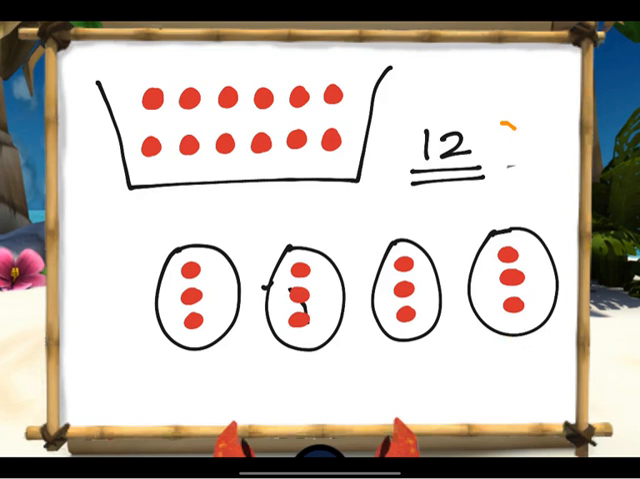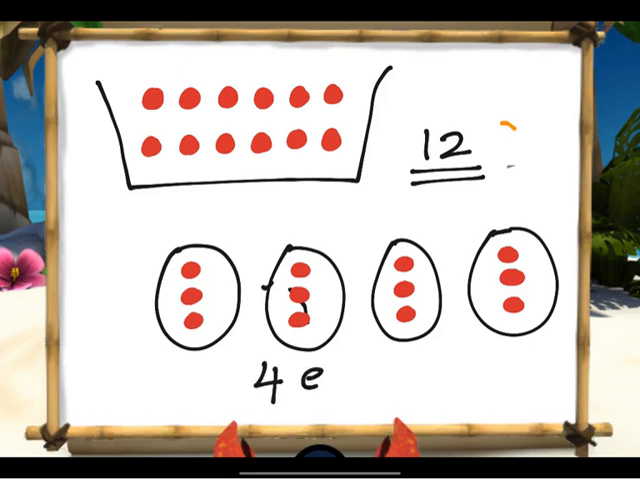And each group contains 1, 2, and 3 apples. So if you see the second group also contains 3 apples. If you see the third group also has 3 apples. 1, 2, 3, 3 apples. The fourth group also has 3 apples. Right? So I have divided the 12 apples into 4 equal groups.